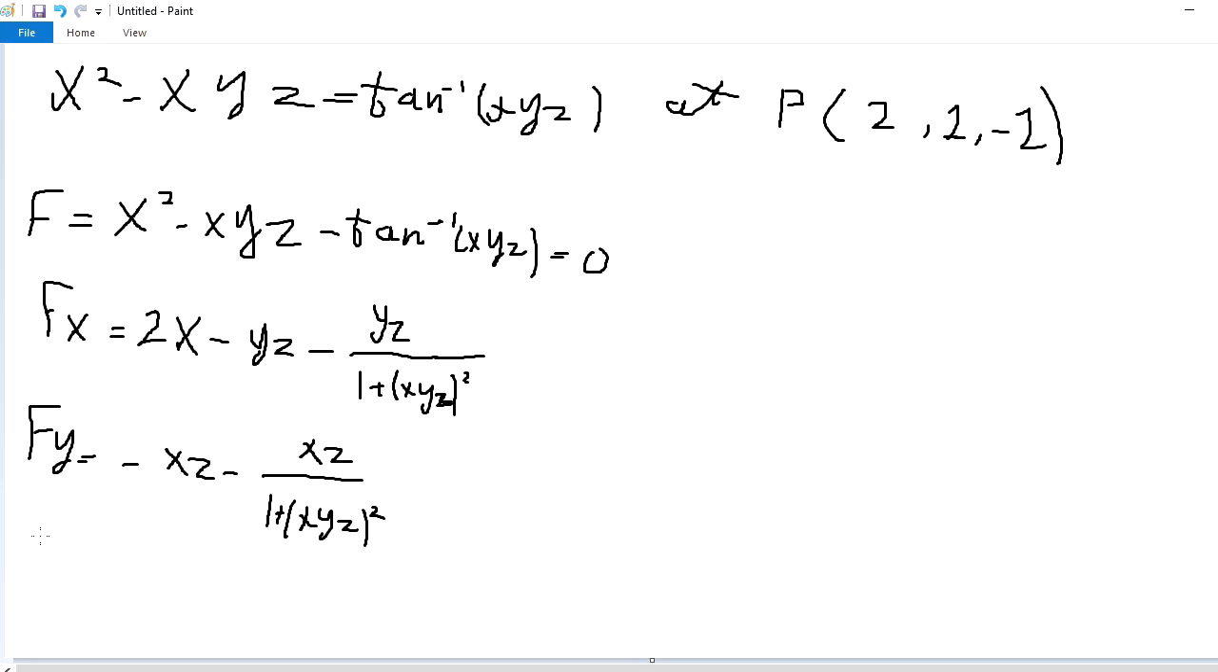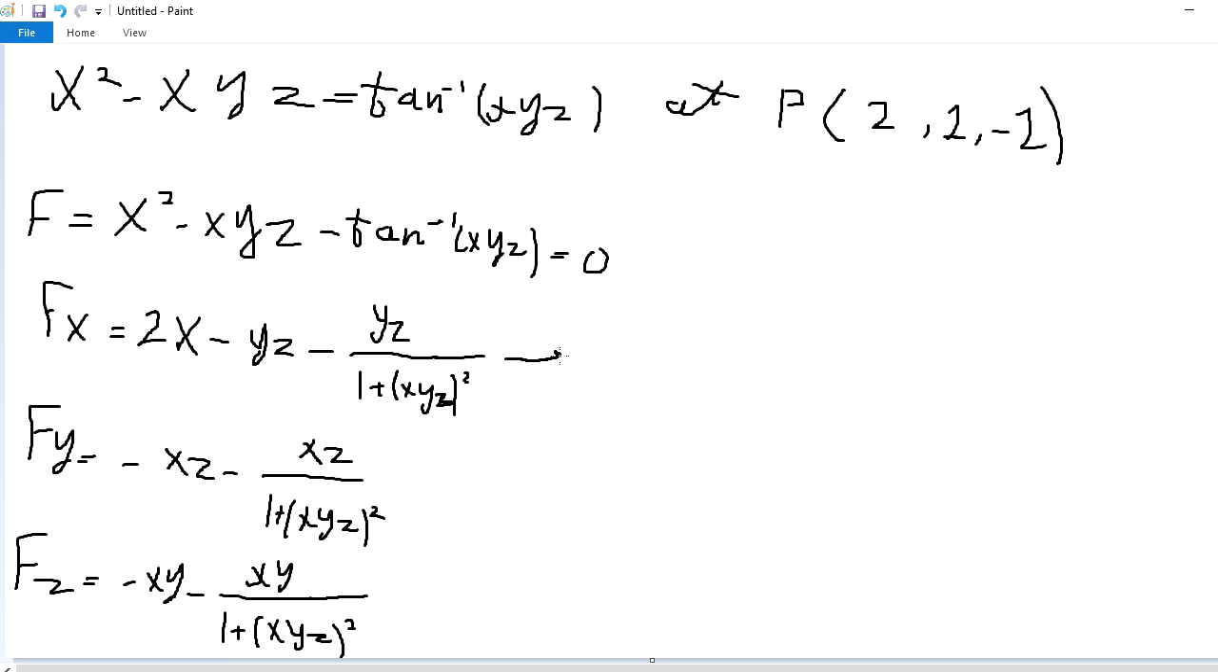Let's find fz, for example. Fz is going to equal, here it's going to be 0, here it's going to be negative x times y, then negative, and we say here the z is going to be x times y, because we took the derivative of the z inside, which is 1, so what's left here is x times y. That's why we wrote in the denominator x times y, and then 1 plus x times y times z squared.